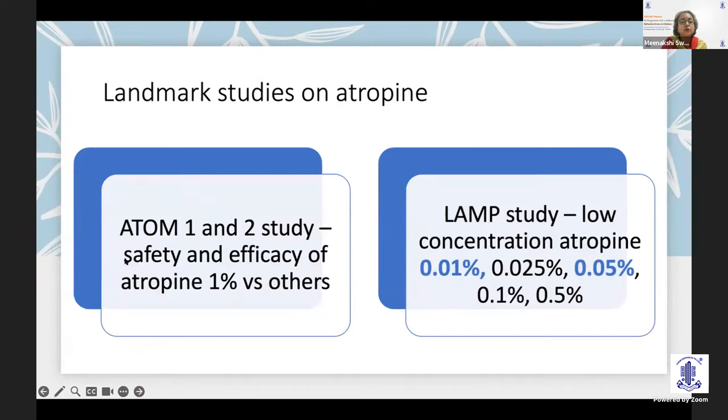I'll just go back and pause here. So ATOM stands for atropine treatment of myopia. The first one studied placebo versus 1%, and the second studied multiple concentrations. And it is only after ATOM 2 that we know that 0.01% is considered the most efficacious.